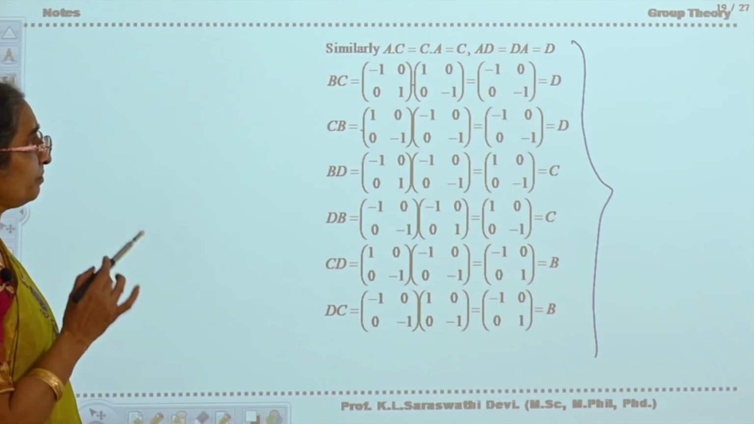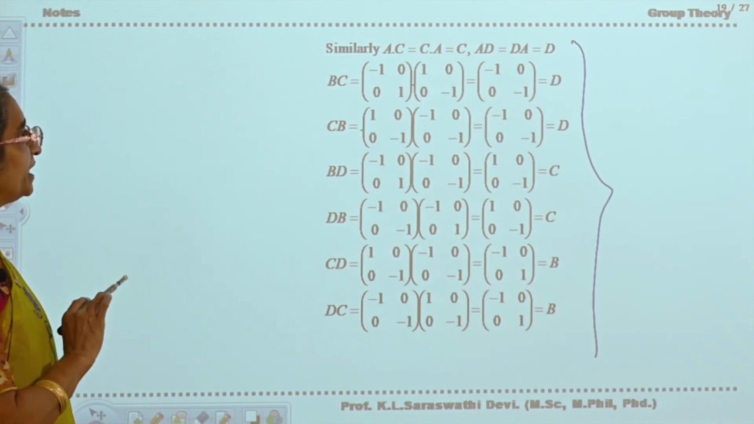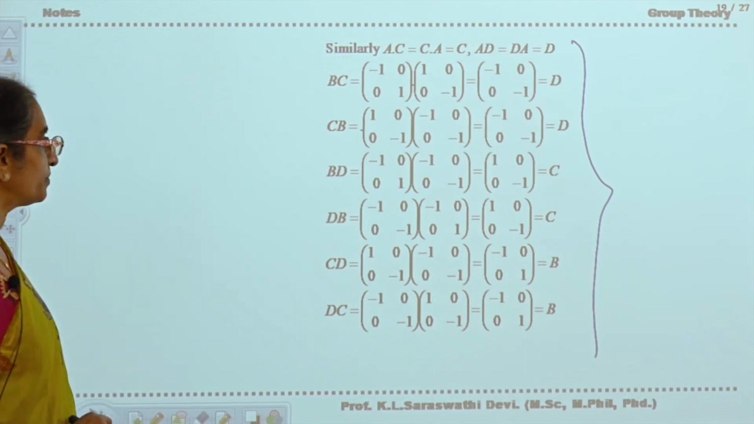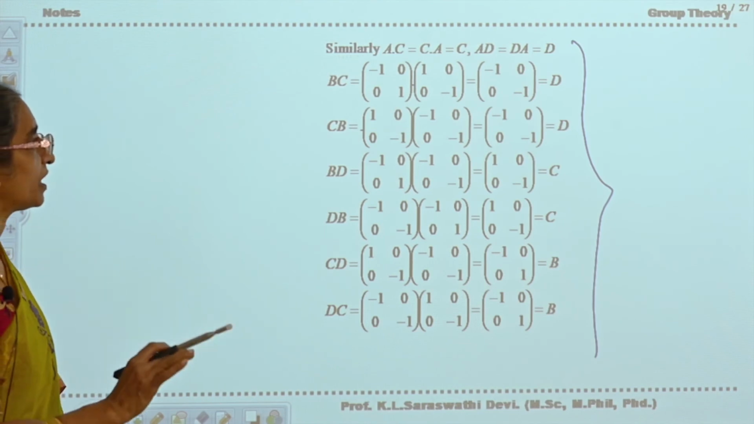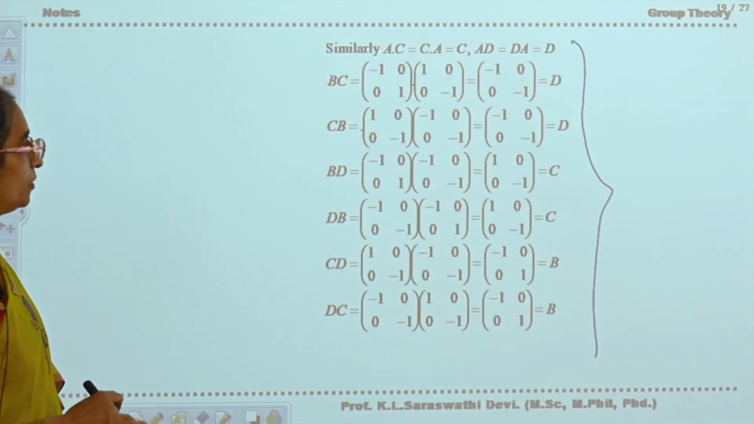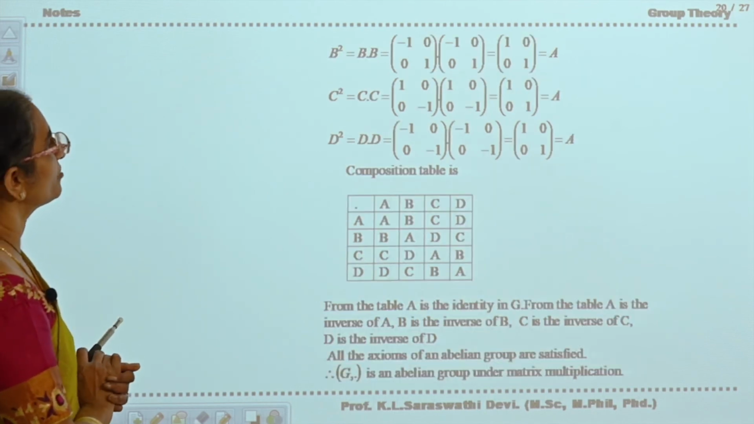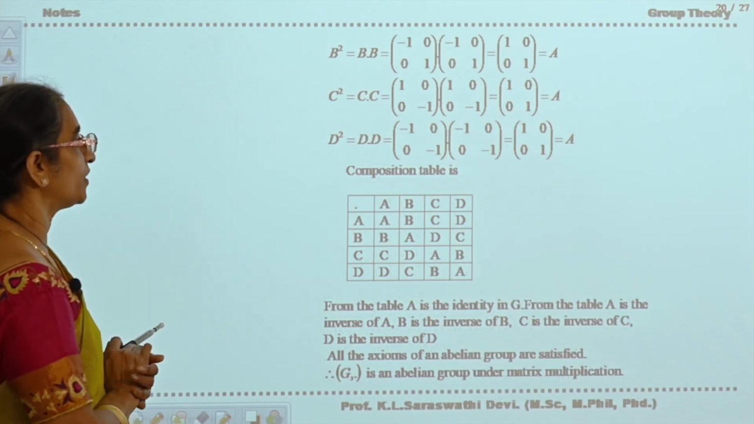Now, BC is equal to D, you got. CB is equal to D, BD is equal to C, DB is equal to C, CD is equal to B, DC is equal to B. All the possible combinations are there. Okay. Now, see the next one. B square is equal to A, C square is equal to A, D square is equal to A, you got.